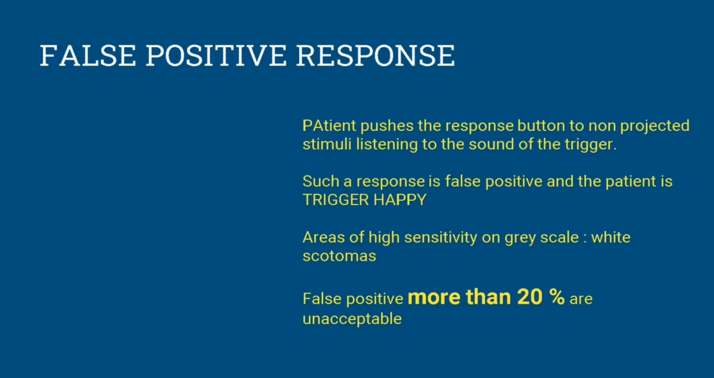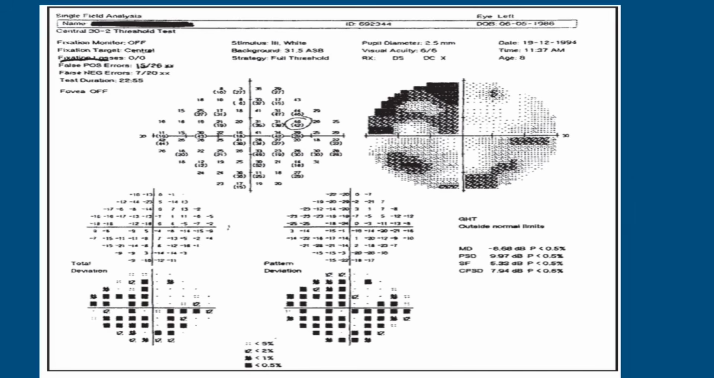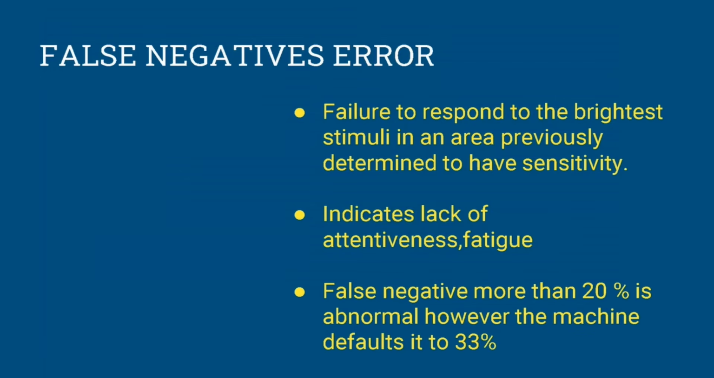When the patient pushes the response button just to the sound of the trigger and not to the actual stimulus, such a response is called a false positive response and the patient is called a trigger happy patient. False positives more than 20% are unacceptable and more than 33% are bracketed. Areas of increased retinal sensitivities will look white on the grayscale and such white scotomas indicate false positive responses.